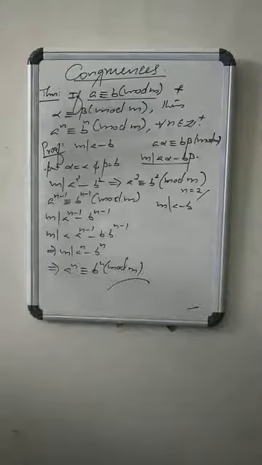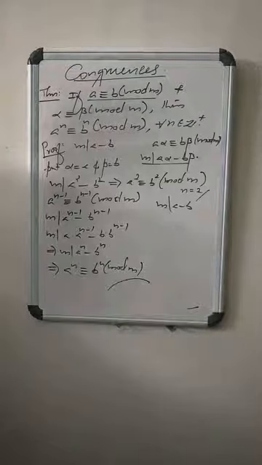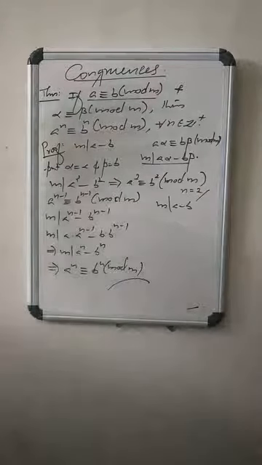So by induction hypothesis, when a is congruent to b mod m, then for every positive integer n, a power n is congruent to b power n mod m. This is another result. Agreed? Okay.